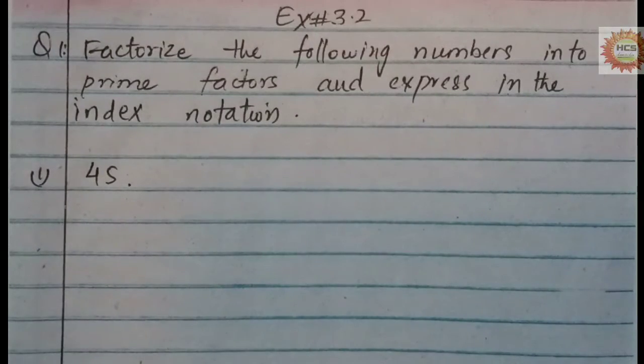Today we are going to start exercise 3.2 question number 1, in which we have to factorize the following numbers into prime factors. How will we find the prime factors in this question? We will take the LCM of the given number and find the factors first, and then we have to express them in index notation.